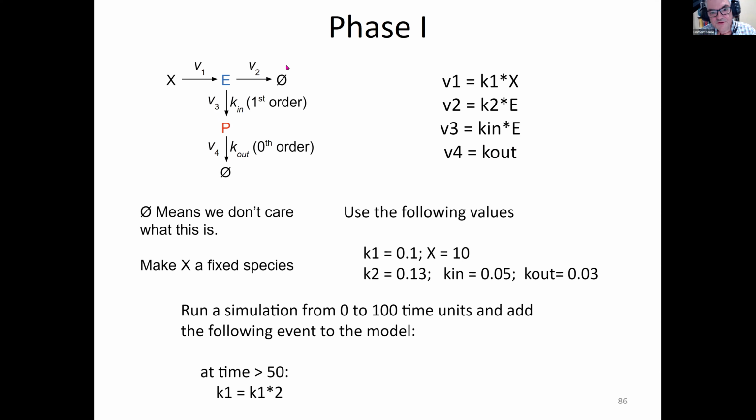I've got this funny little symbol here. That just means we don't care what it is. You can put something there if you want, but if you do, make sure it's fixed, okay? Otherwise, just leave it out. This X must be fixed as well. And you can use the following values for the rate constants. Then I want you to run a simulation from 0 to 100 time units and add the following event to the model. What this event will do is perturb V1, okay?